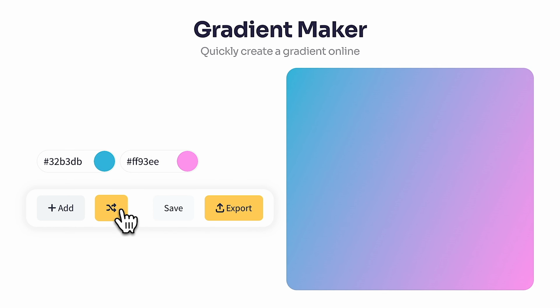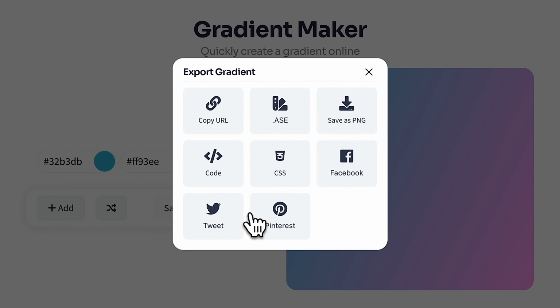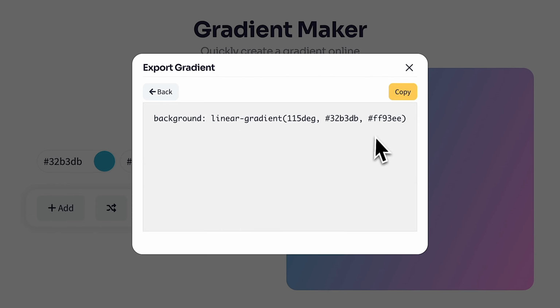Now once you find a color that you actually like, you can hit save here and it'll save it to your ColorKit account, or you can hit export, and the export button lets you copy a URL to this gradient, save it as a PNG, share it to social, or my personal favorite, saving it as CSS. So once you have CSS, you can put it in your web designs and things like that to actually use this gradient in your websites.